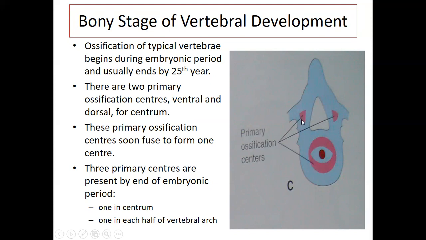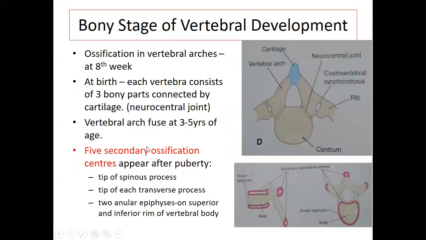Okay, so right now we have three primary ossification centers. Ossification in the vertebral arches happens at 8 weeks of the embryonic period. And at birth, each vertebra consists of three bony parts, connected by cartilage.